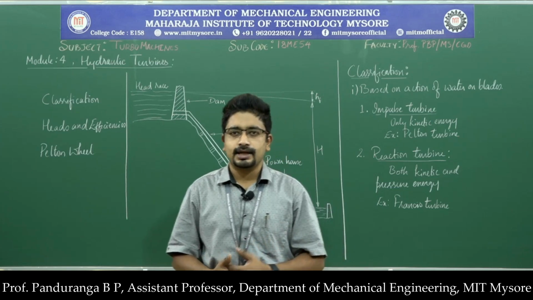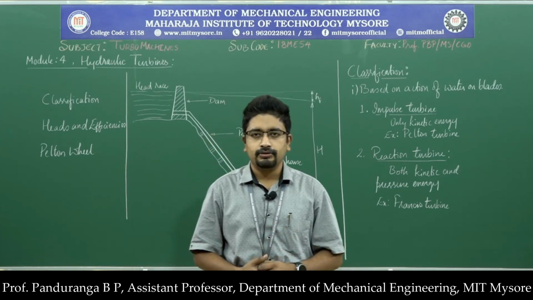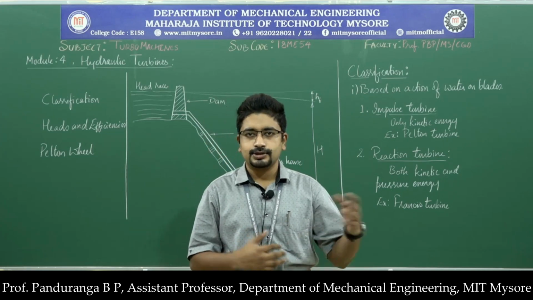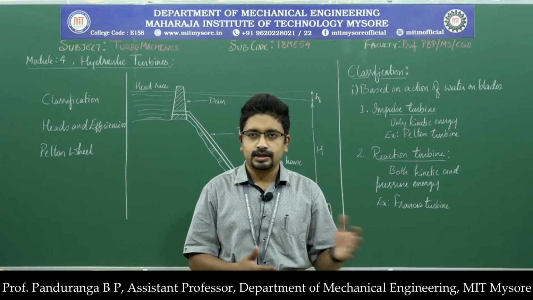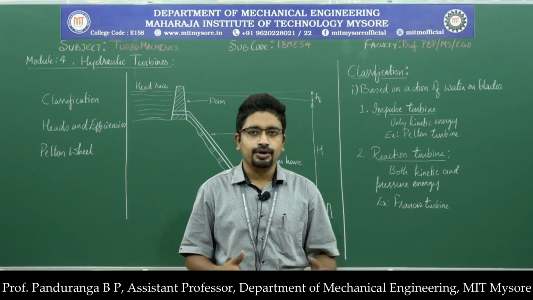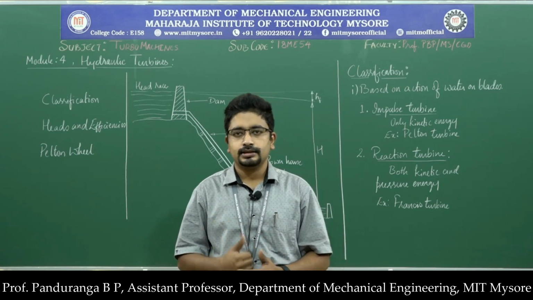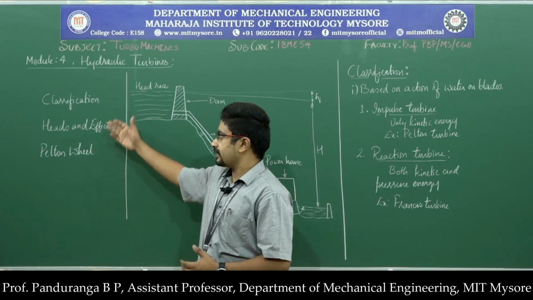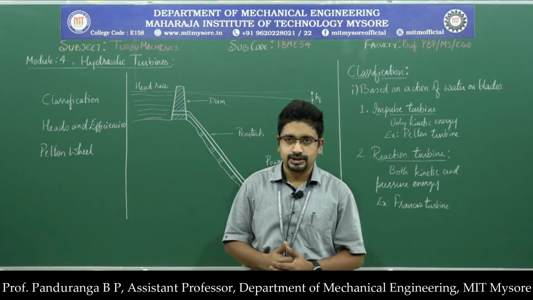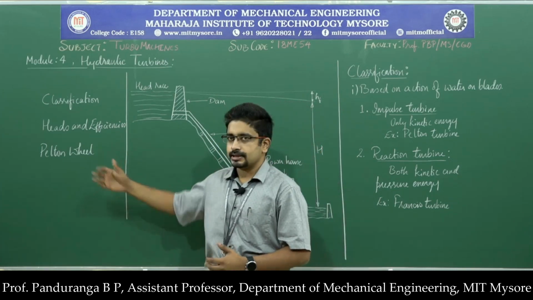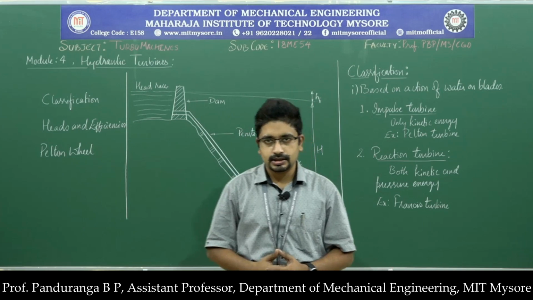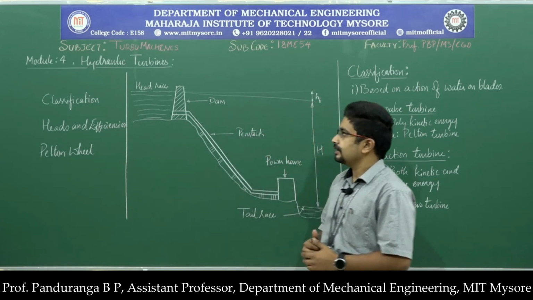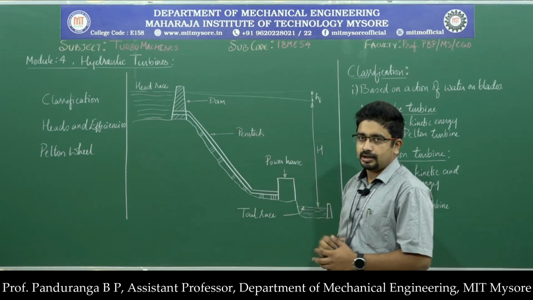So these are some of the examples for hydraulic turbine where water is used as the working fluid, and based on the head available and several other factors such as the flow rate available, we decide the type of turbine. So in today's class, I will cover the classification, different heads and efficiencies, and then the construction and working of Pelton wheel. So before going to that, first let us recall the hydraulic turbines.